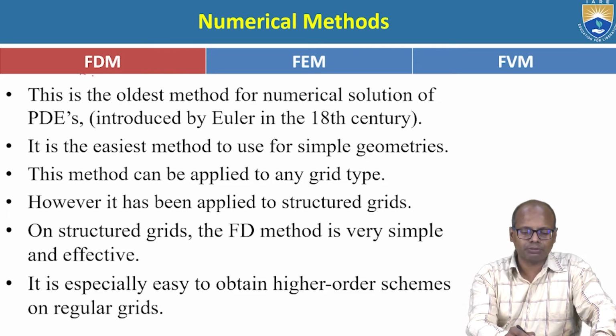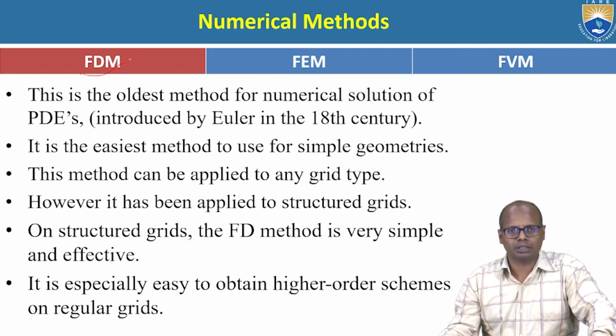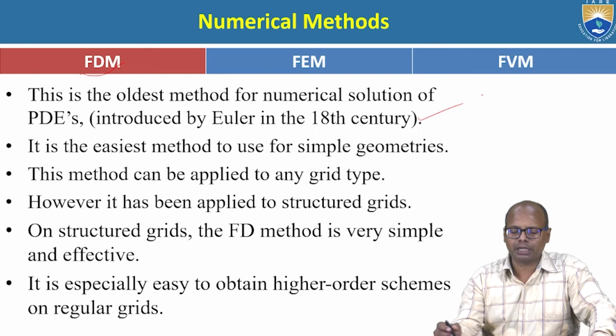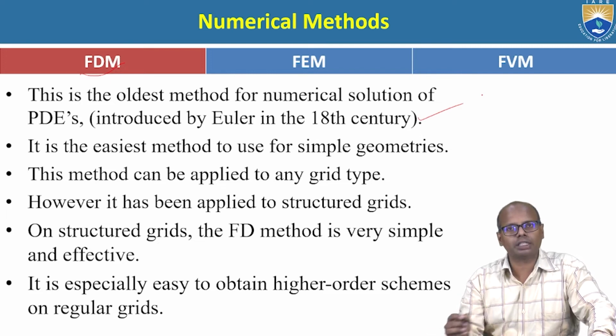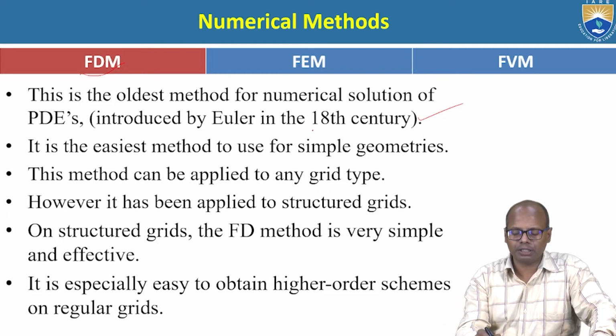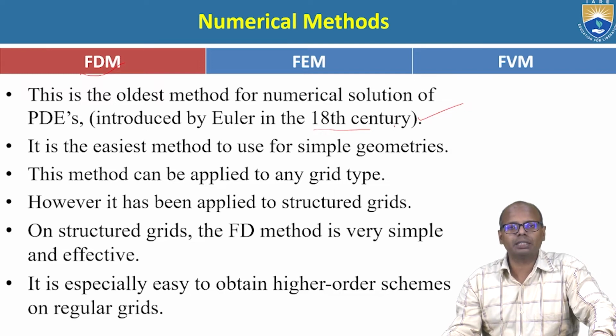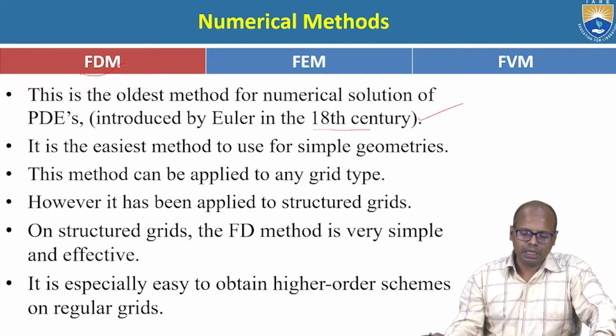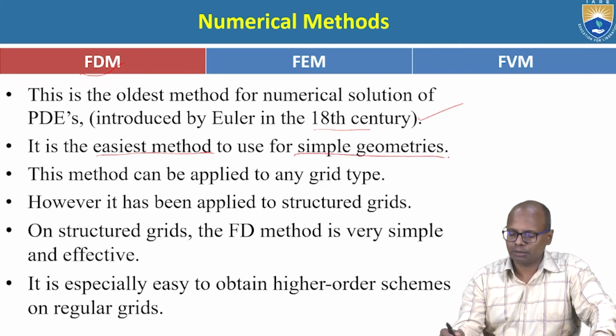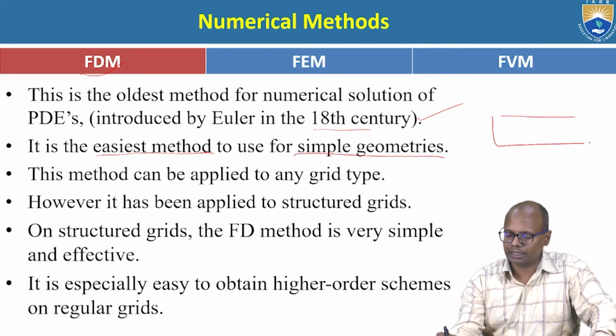The first one is the finite difference method. It is the oldest of the three methods. It has been used almost from the 18th century onwards. It is the easiest method for simple geometries. Say suppose the geometry is like this, a rectangle, and it is having some parts.